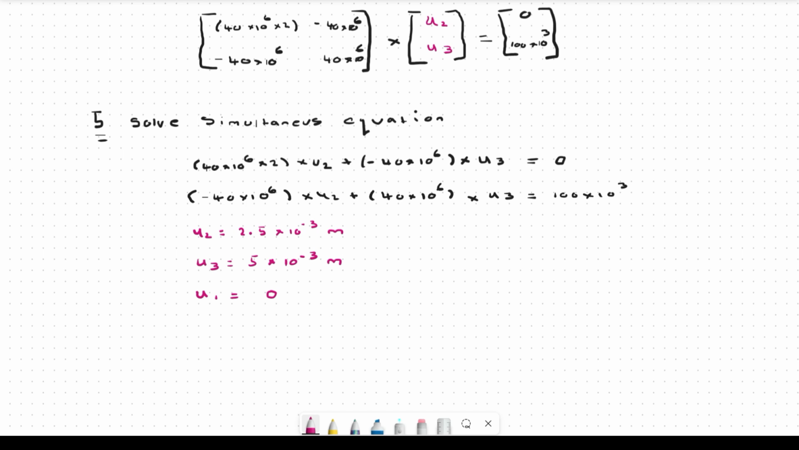And here we have it. U2 equals 2.5 times 10 to the minus 3 meters, also known as 2.5 millimeters, and U3 equals 5 times 10 to the minus 3 meters, or 5 millimeters. And of course, U1 is just 0 because on the left-hand side of the structure, it's fixed.